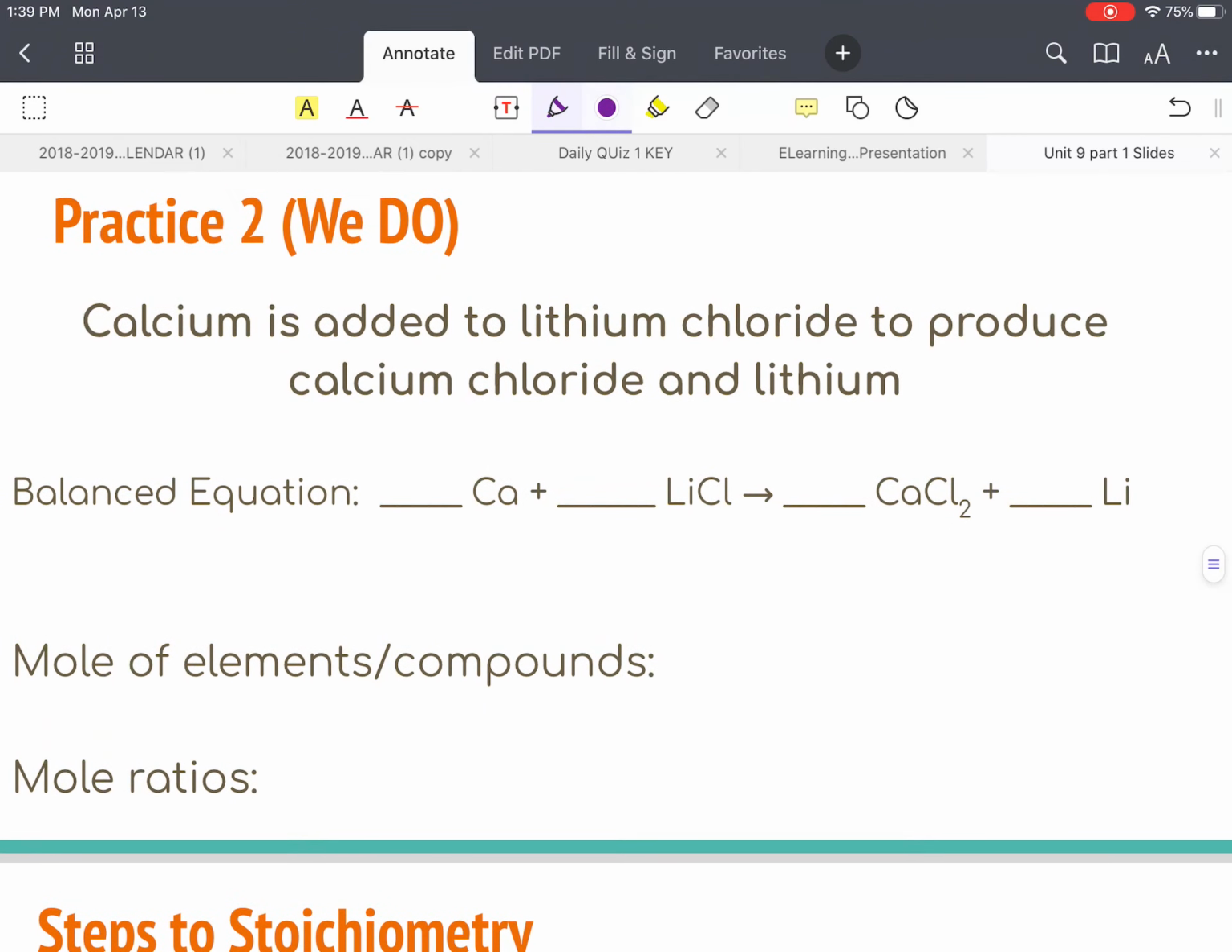Here's one that you can try if you want to pause the video. You can practice balancing the equation real quick, and then practice writing a few different mole ratios. So if you want to, pause it. If not, you can just watch. I'm going to go through it pretty quickly, balance it out, and then write a few mole ratios. I'm not going to write all of them, but I'll write a few.